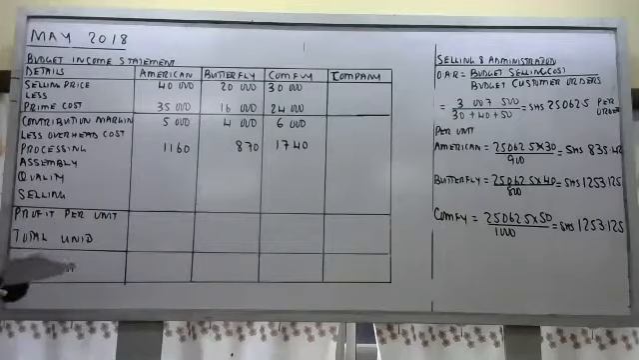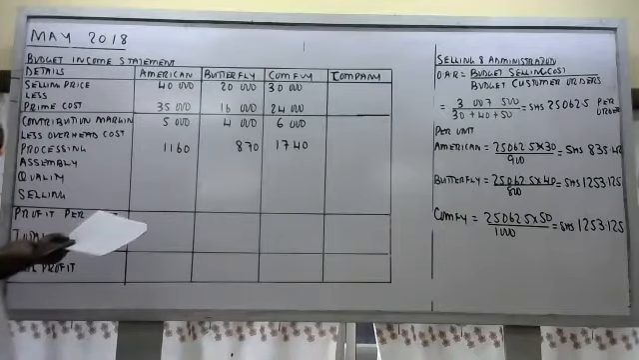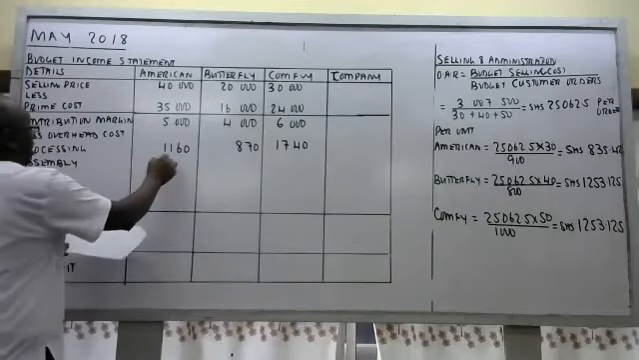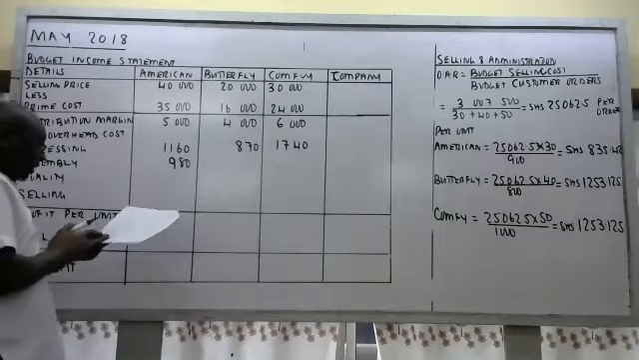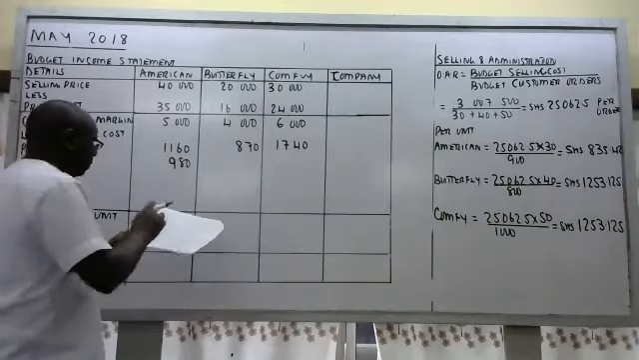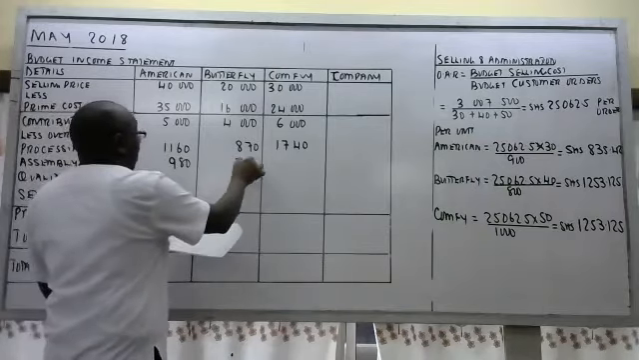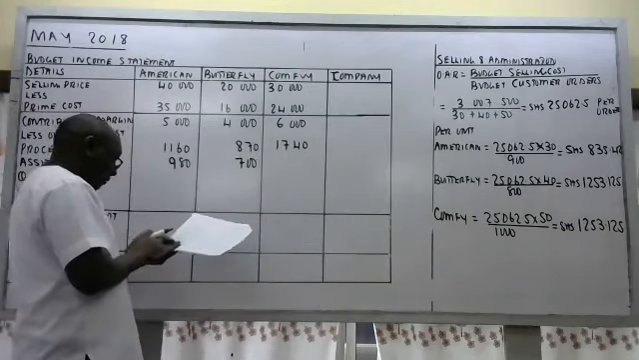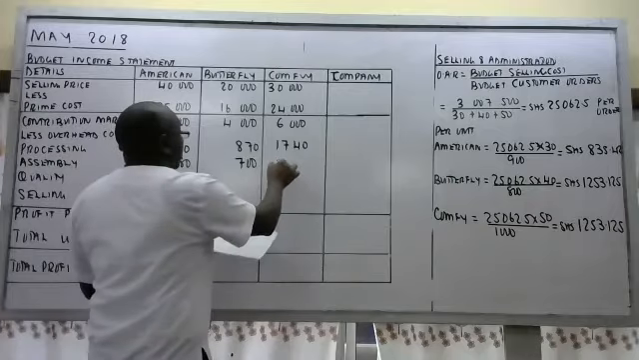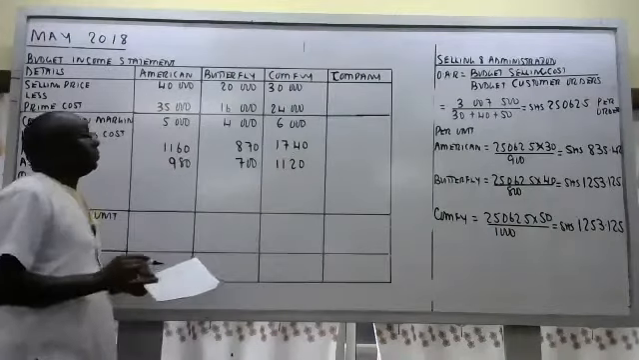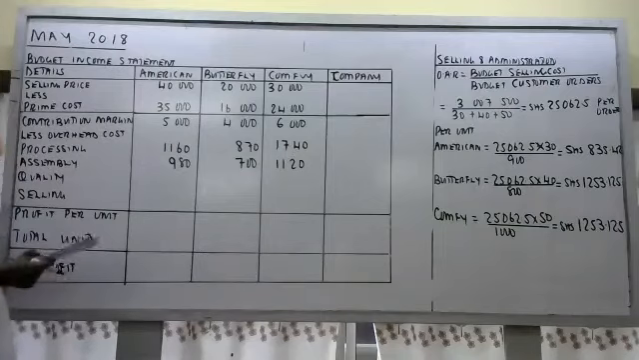Okay, so for the assembly, the OER we had got was 140. And we used assembly hours, so times 7. This one we recorded 980. Then 140 times 5, we recorded 700. 140 times 8, we recorded 1120.